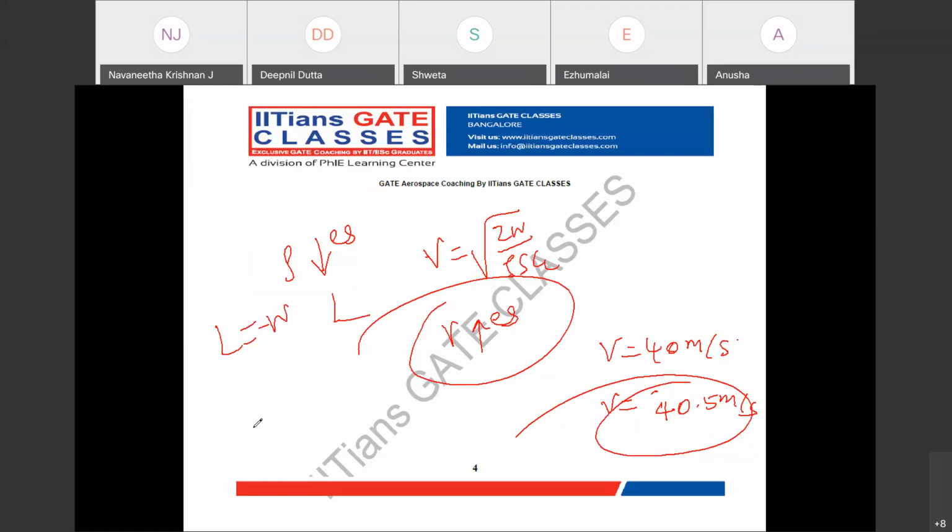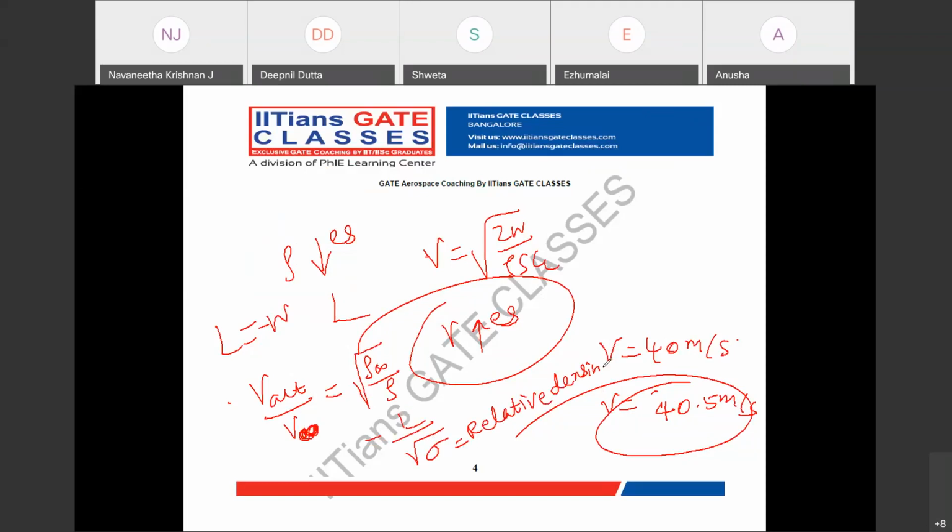Second thing. V at an altitude divided by V at sea level, where sea level I am indicating by infinity, is nothing but root of rho infinity by rho, which depends upon 1 by root of sigma. Sigma is nothing but the relative density.